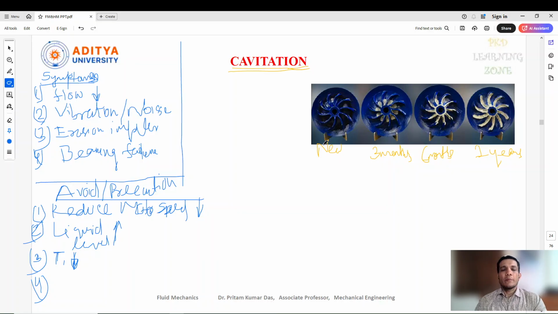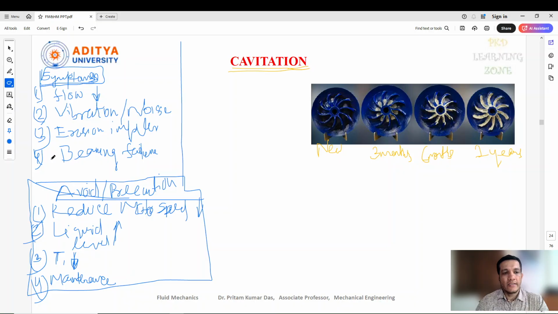Now when there is a pump or some kind of mechanical equipment, we need to do the maintenance. The regular checkup needs to be done properly, the maintenance should be done properly for the equipment. Then we can avoid cavitation. So these are the symptoms of cavitation and this is the precaution for cavitation.